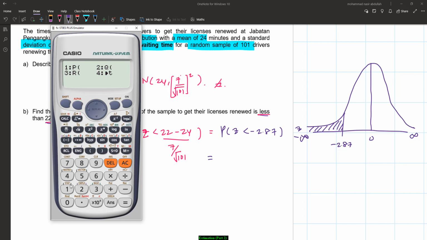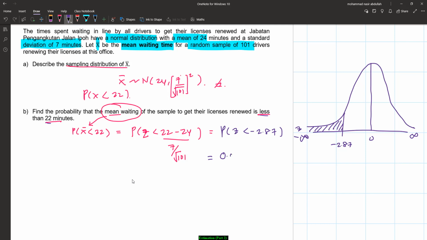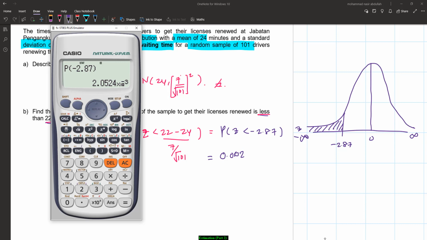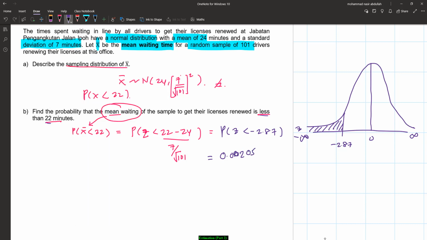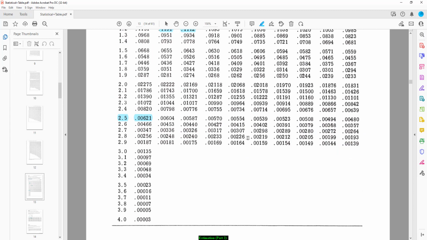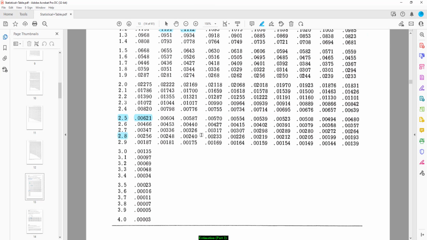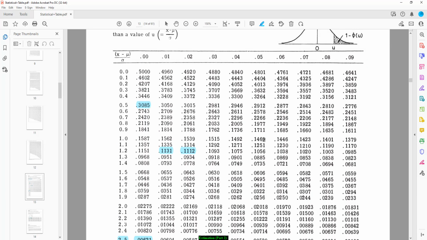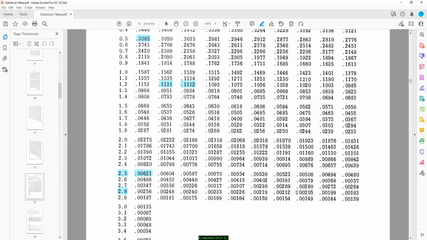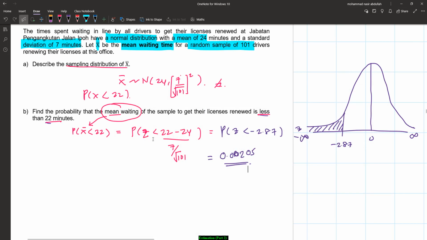This is P(Z < -2.87). It should be 0.002, 0.00205. Right? If you use the statistical table, it's the same also. 2.87 is somewhere here, 0.0025. Okay.